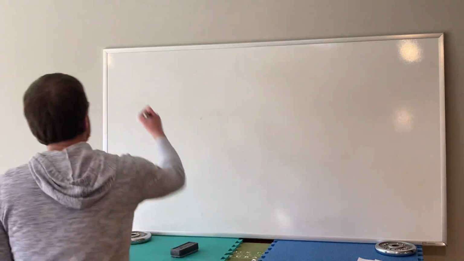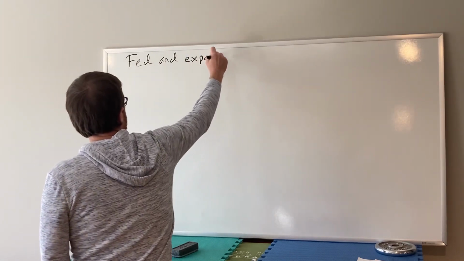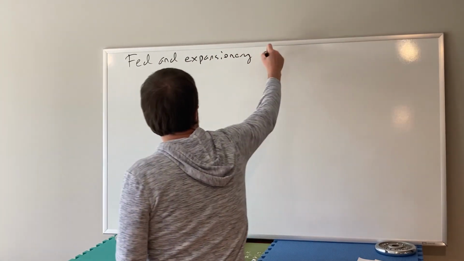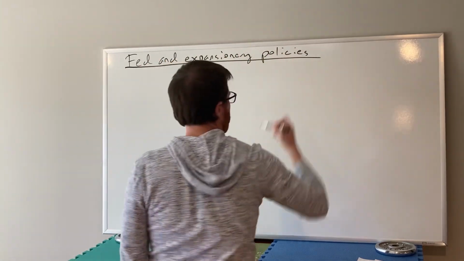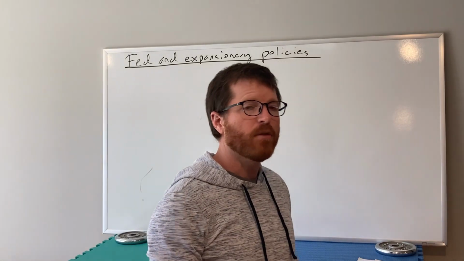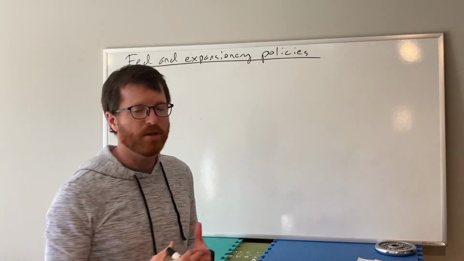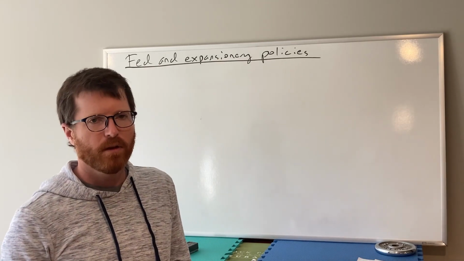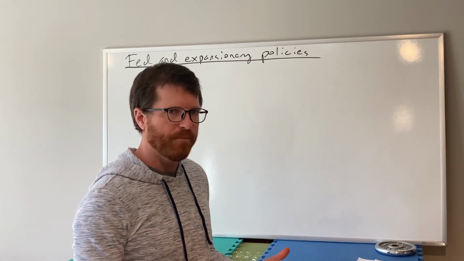Turns out there's a lot of reasons why this is the case. We need to understand them, okay? So this is going to be the Fed and expansionary policies. Back in the Keynesian part of this class, we talked about expansionary fiscal policies: cutting taxes, right? Increasing government spending to expand the economy. Now we're going to talk about expansionary monetary policies. Expansionary monetary policies, of course, have to do with increasing the money supply.